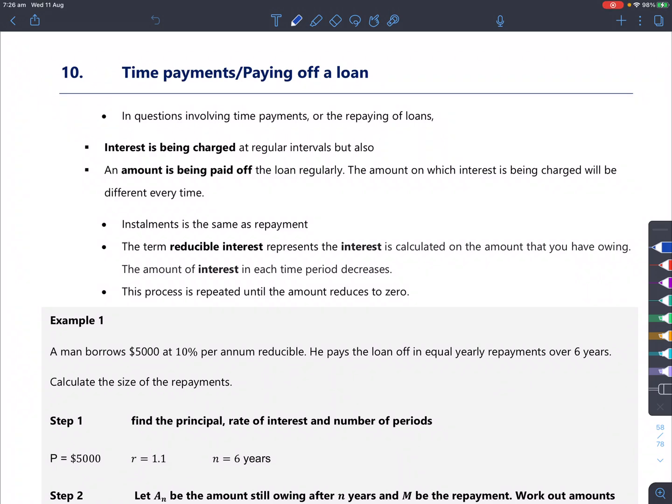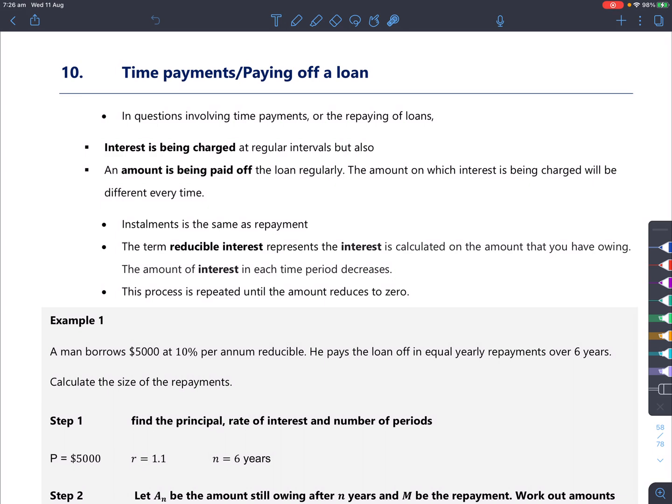Hi everyone, today what we'll be doing is time payments and paying off a loan. So what does this actually involve? This involves interest being charged at regular intervals, and the amount that is being paid off of the loan regularly. It involves someone borrowing money, and interest is applied first, so that's charged every single time, and then repayments are made. But repayments is also another word for installments, so it can come up in questions, so just make sure you know both.